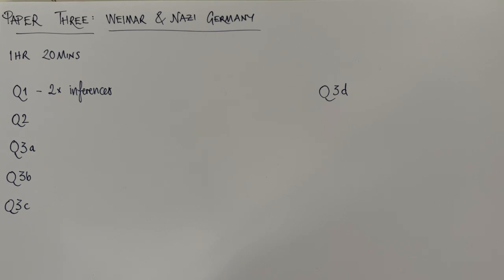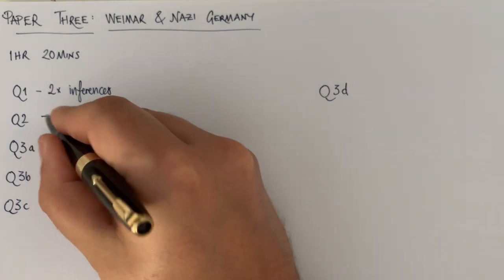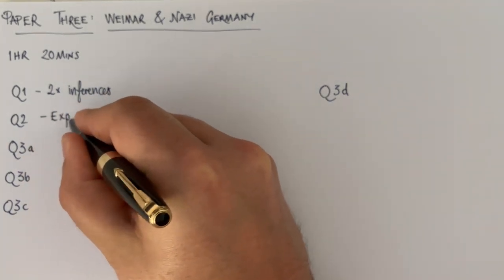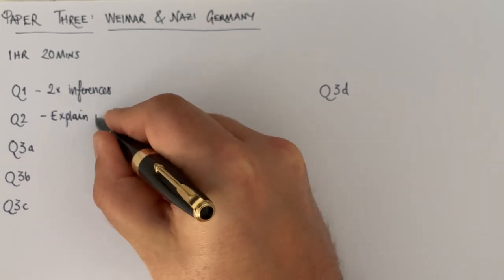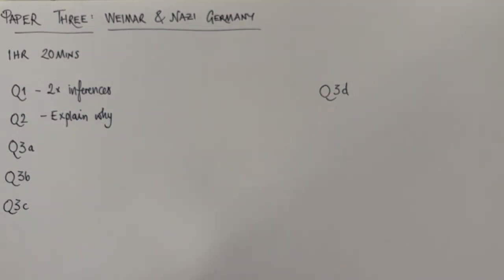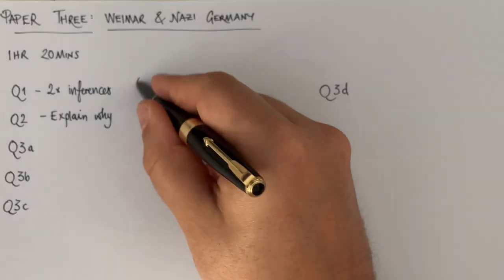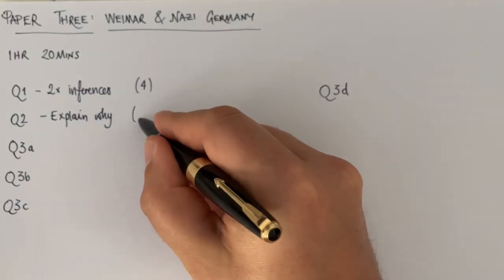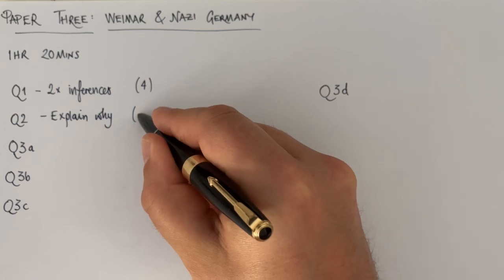Question 2 is the old explain why, which you will remember has been in paper 1 and also in paper 2. So question 1 is worth 4 marks. Question 2 is worth 12 marks.